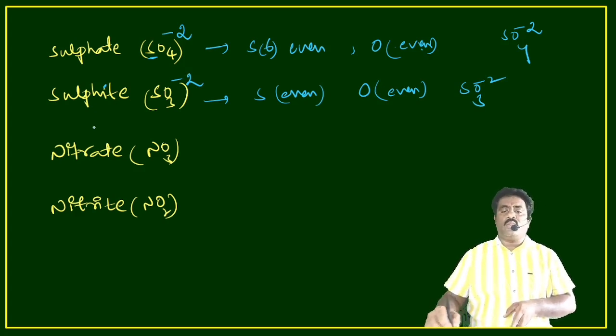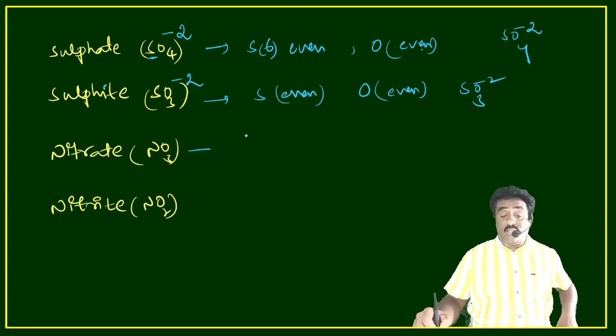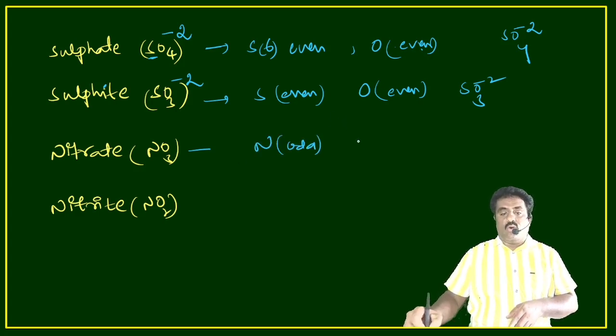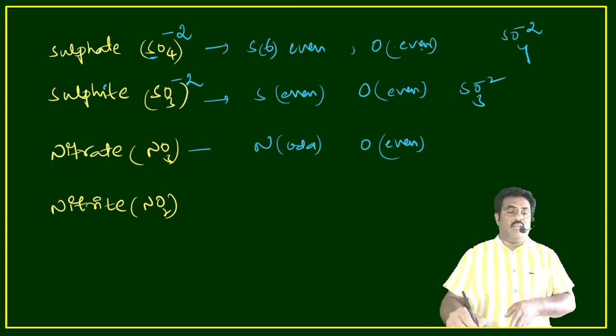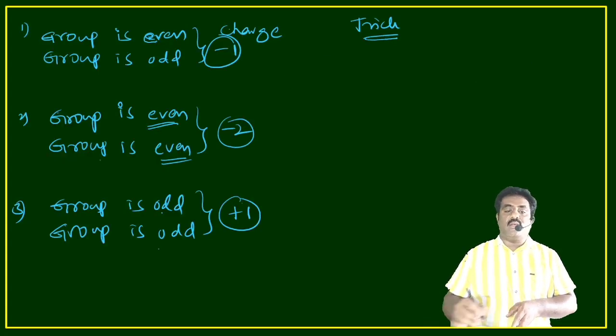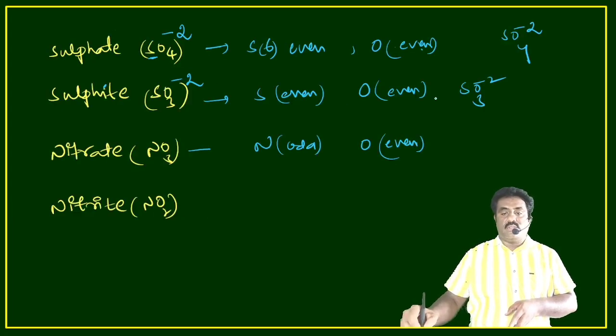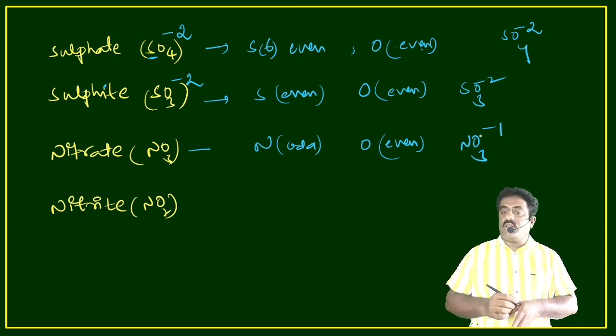Go for the nitrate, NO3. Nitrogen is 5, sorry, it belongs to fifth group, so nitrogen is odd. Oxygen is 6, it is even. Odd and even, what is the charge? Look at the trick. Odd and even, the charge is -1. So it is NO3 -1.